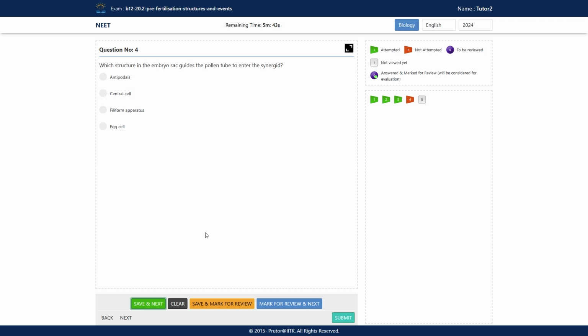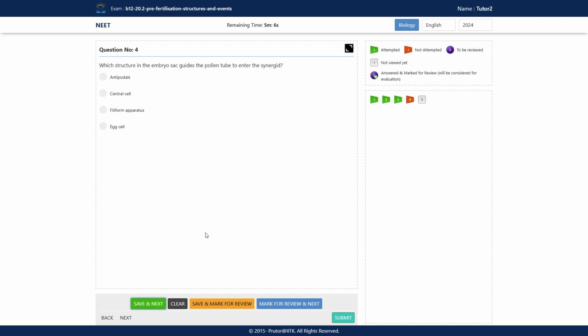Which structure in the embryo sac guides the pollen tube to enter the synergid? There must be some structure in the embryo sac that guides the pollen tube to enter the synergid. So what is that structure? You have to find it from the given options. A, antipodals. B, central cell. C, filiform apparatus. And option D, egg cell.